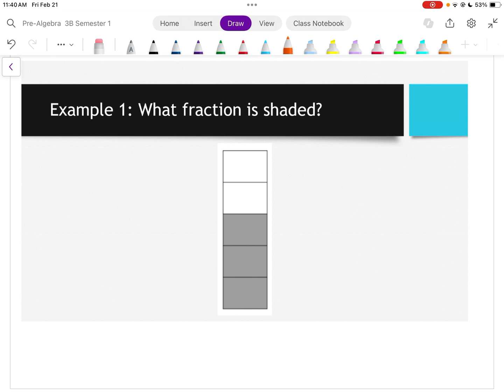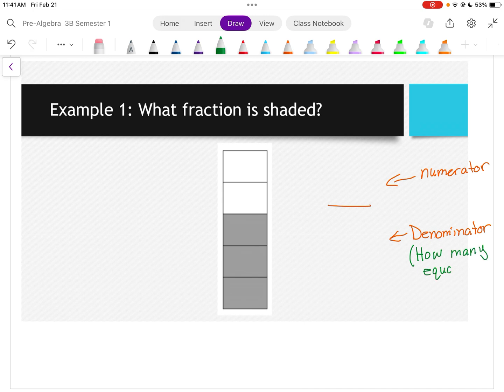When we are looking at fractions, we are going to have a number on top, which is called the numerator, and then a number on the bottom, which is called the denominator. The number on the bottom, the denominator, is how many equal parts in a whole.